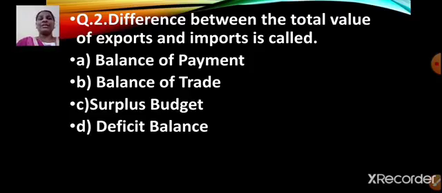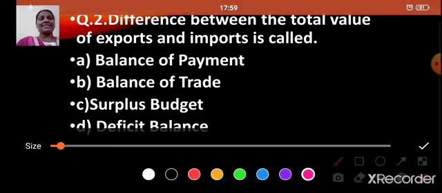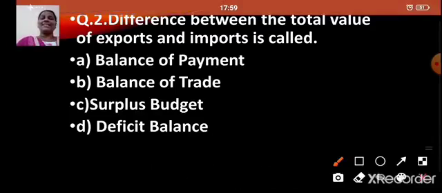Difference between the total value of exports and imports is called: option A, balance of payment, option B, balance of trade, option C, surplus budget, option D, deficit balance. Yes, students, what is the correct answer? Yes, the correct answer is option B, balance of trade. Difference between the total value of exports and imports is called balance of trade.